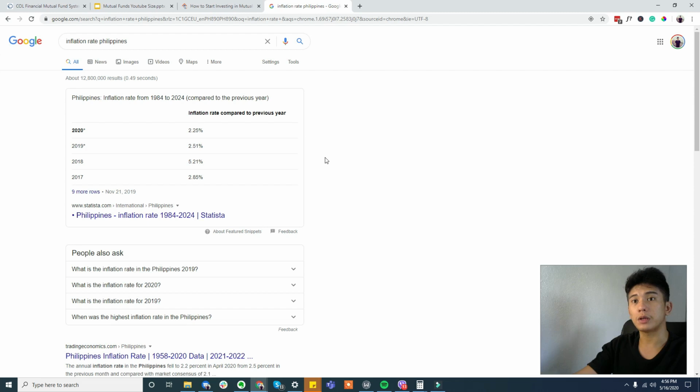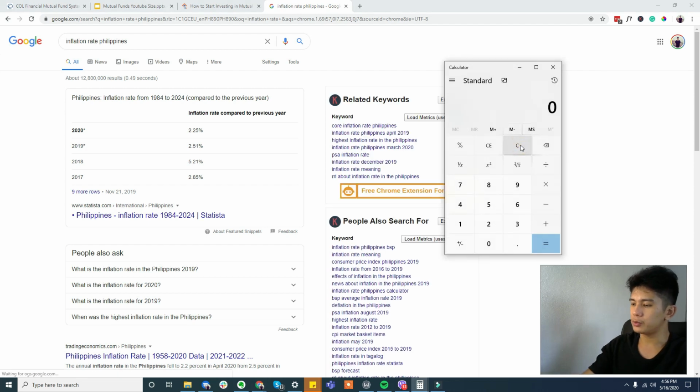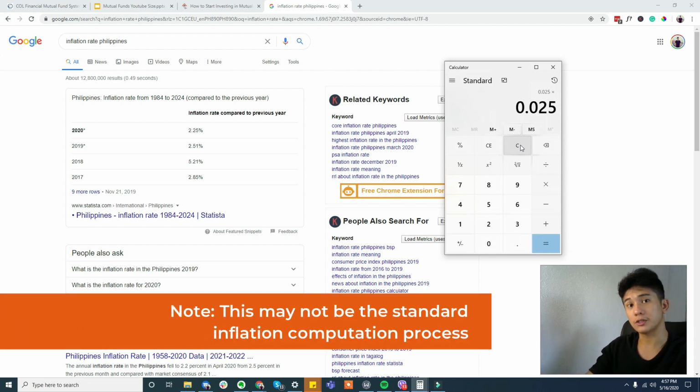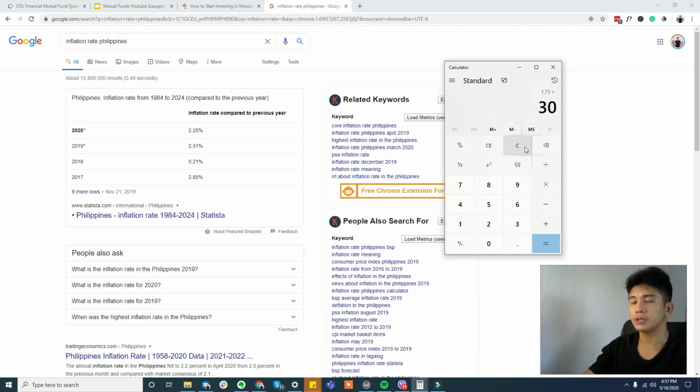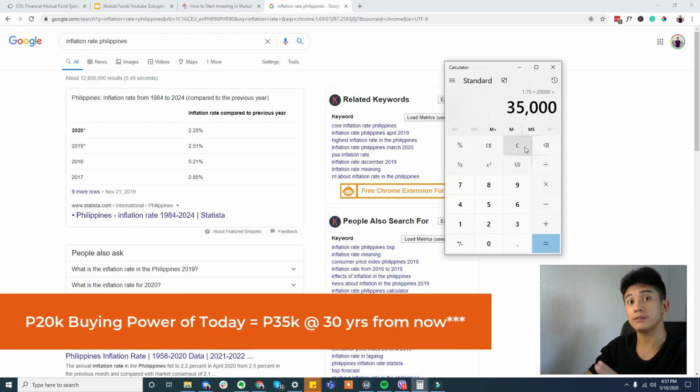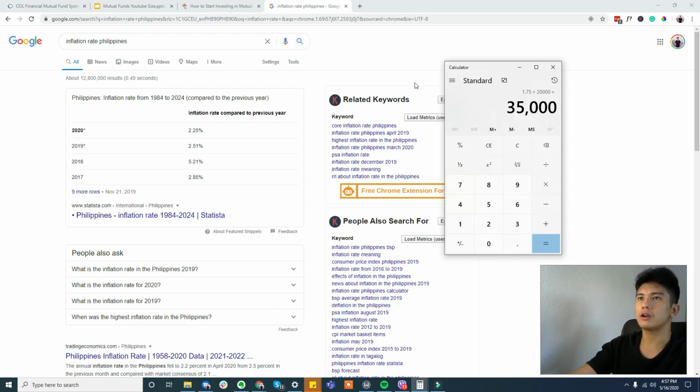Philippines. It's 2.25%. So 2.25, or 0.0225 times 30, because it's 30 years from now, it's 0.75. So we plus 1 because we will multiply it to the monthly expenses now, which is 20,000. So 30 years from now, buying power of 20,000 will inflate to 35,000. So what you can buy now with 20K, assuming that the inflation rate is 2.25 steady, it's 35K. You would need 35K a month when you retire. So let's say this is just purely about guessing, about assuming.